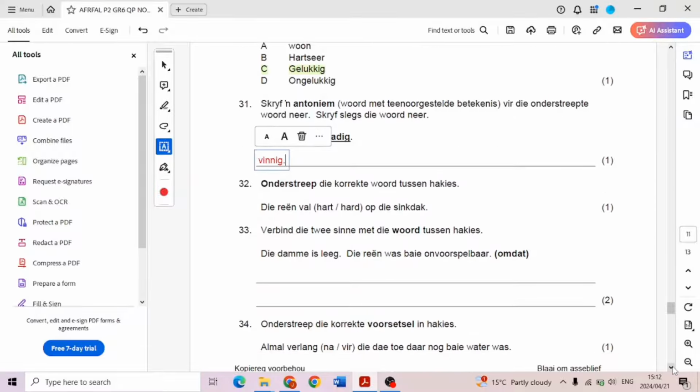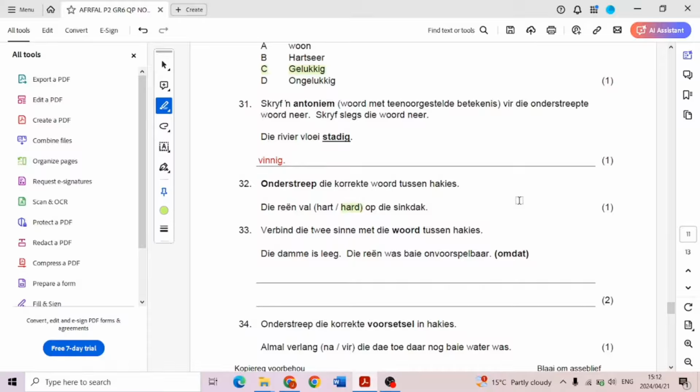Onderstreep die korrekte woord tussen hakies. So here it's homonyms and homophones. This is typically how they ask them. Die reën val hard of hard op die sinkdak. So this hard, it's hard in your heart. And then this hard is for hard. So this one is appropriate for our sentence.